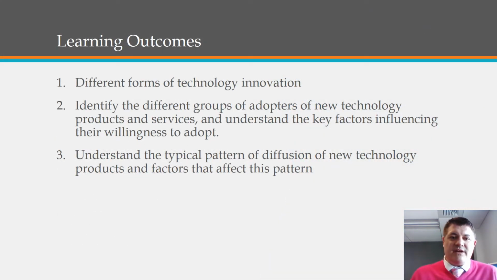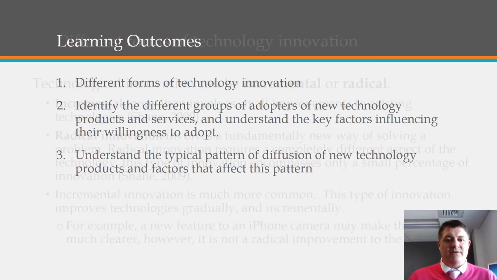So what we're going to cover today are the different forms of technology innovation. We're going to discuss the different types and the different groups of adopters for new technology products and services, and understand some of the factors that influence these types of groups. And then lastly, we're going to cover what the typical pattern of diffusion is of new technology and products and different factors that affect this pattern.